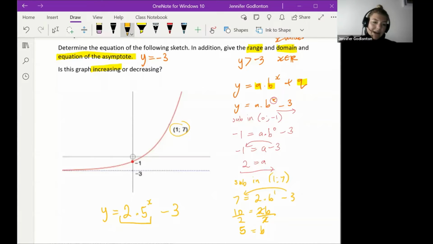And remember, we're not allowed to multiply those. We're not allowed to say 2 times 5, which is 10. We have to keep them separate. You don't have to write a dot, if you don't want to, you can write a times sign. But we're going to have 2 times 5 to the power of x minus 3. Hopefully this brought back some memories from Tuesday and we're not completely lost. That's the hope. Easy, beautiful. So you were solving for a in this section over here when you sub in the 0 and -1.